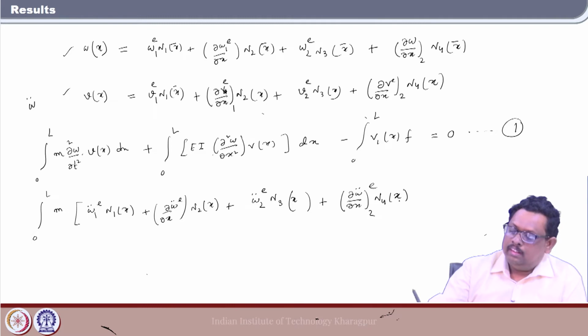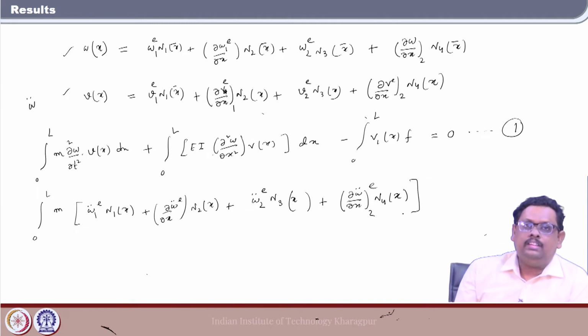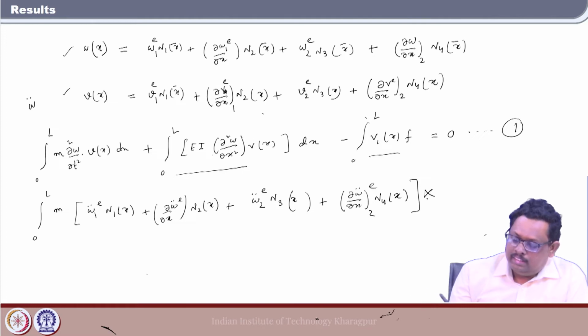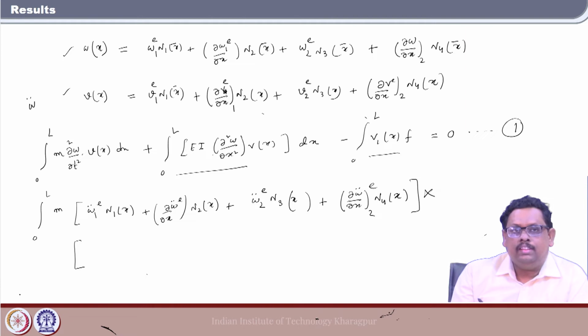Right. Now, here I am not going to only for mass matrix I am actually splitting. I don't split the other terms. It is not necessary. In a similar way you can break these two. But now let us see that here you need to multiply by the test function V also.